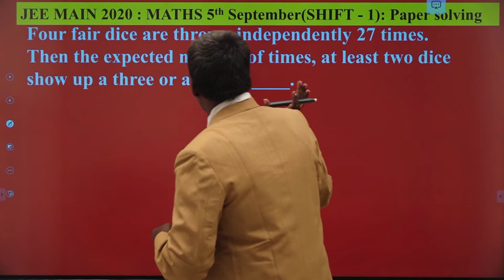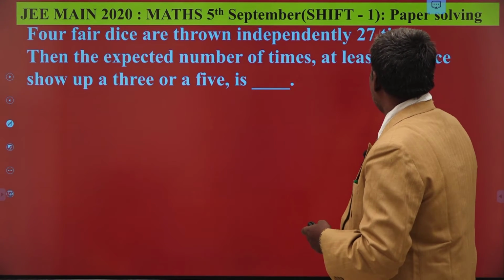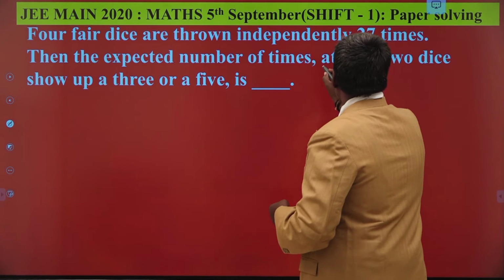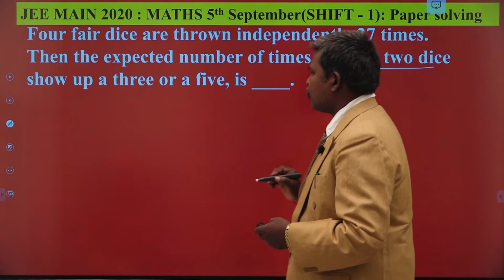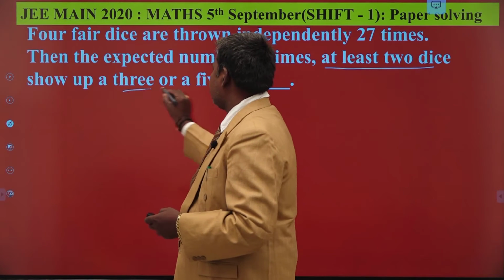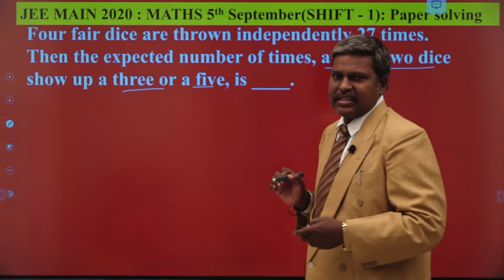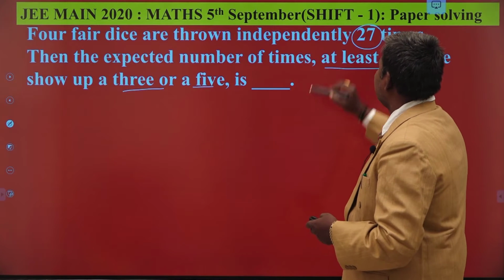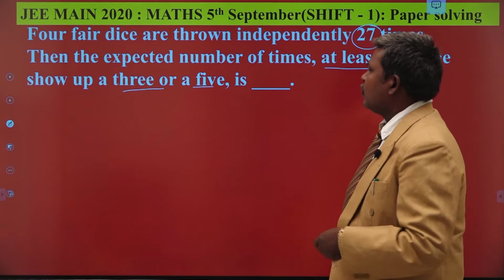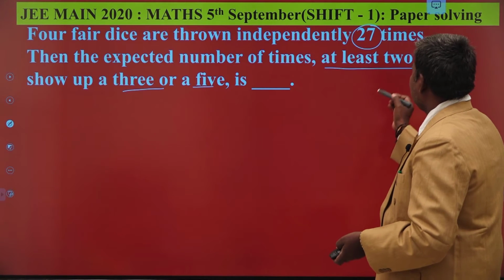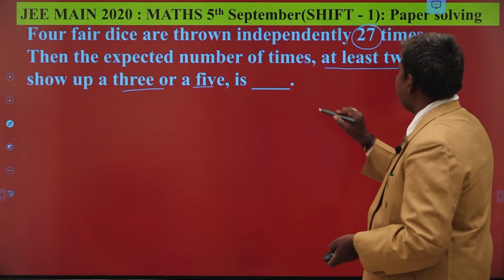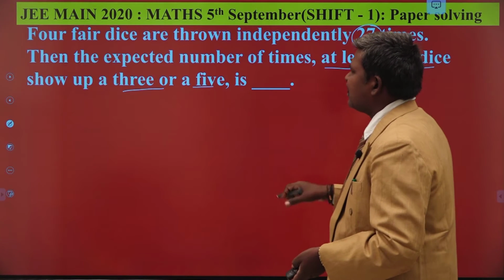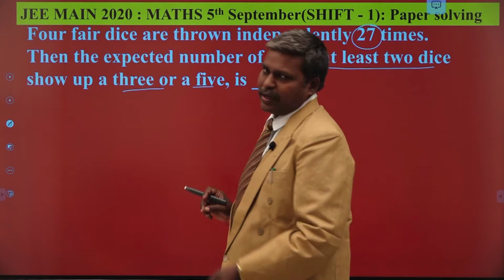Okay. See this question. 4 fair dice are thrown independently 27 times. Then the expected number of times at least 2 dice show up 3 or 5. So how many dice are thrown? 4 dice are thrown. How many times are they thrown? 27 times. What are they expecting? The number, that is, out of 4 dice, either 2 or more dice show the number 3 or 5.